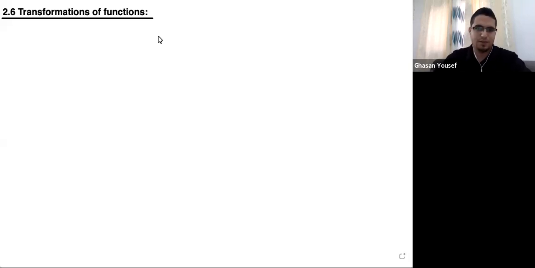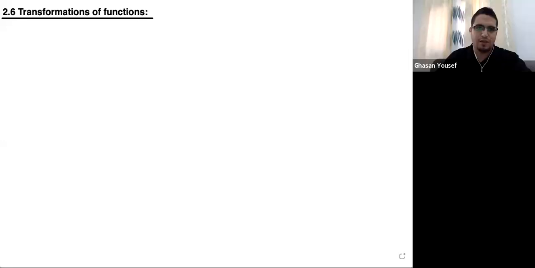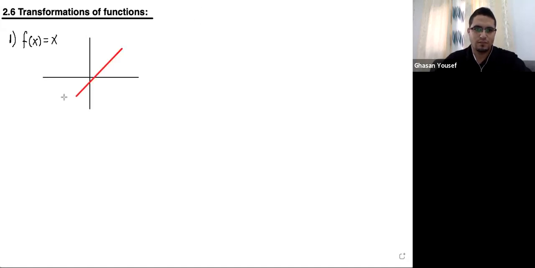The first basic function we have to learn is the linear function. Number one is the linear function, for example, f of x equals x. The graph of this function is a line, and it looks something like this. Here is the graph of this function f of x equals x.